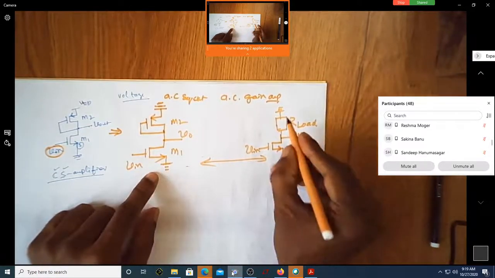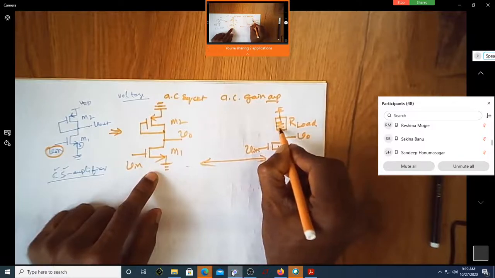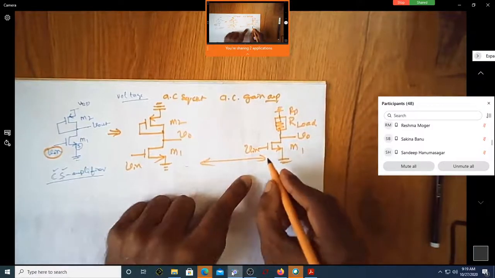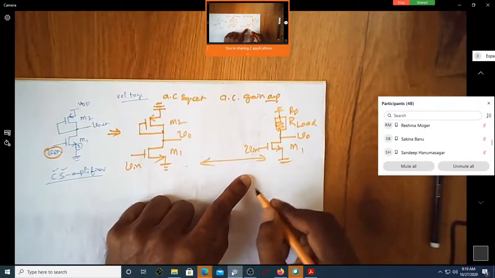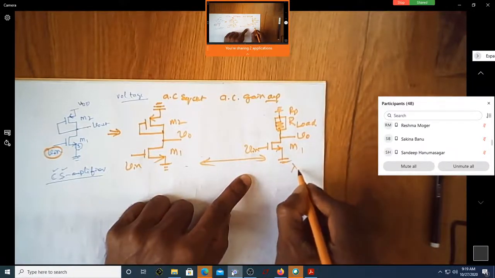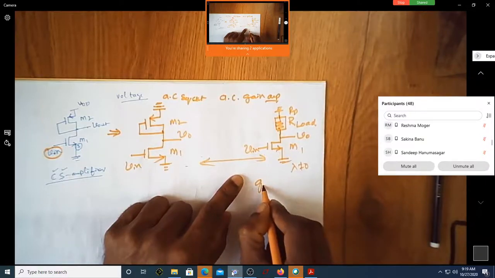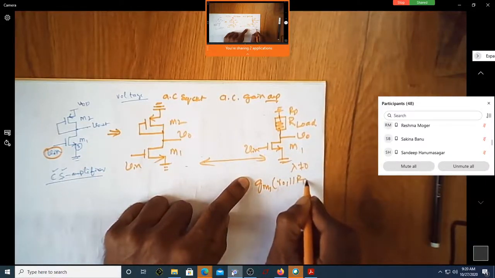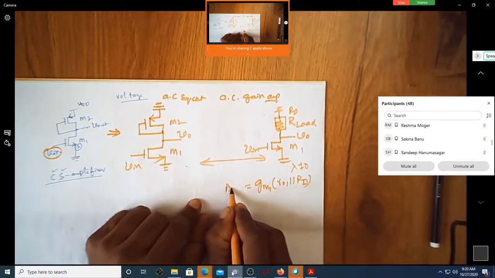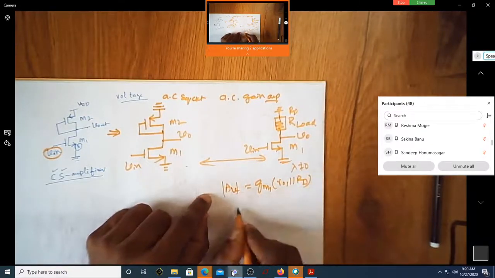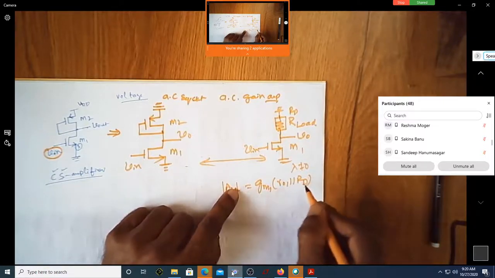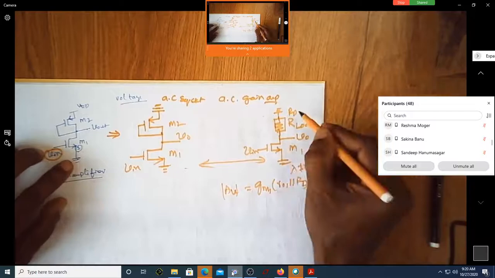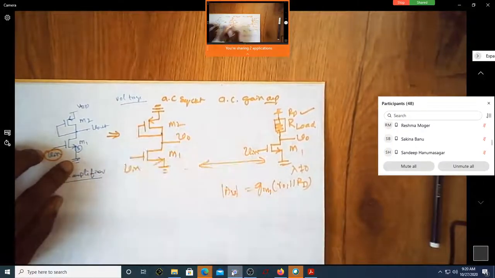When I say what is known, let me put a resistor RD itself. If this is RD, I know what is the gain of this amplifier, because when lambda is non-zero, you write the gain as GM1 into R01 parallel RD. To be exact, AV is minus GM1 into R01 parallel RD. You know this, but something is given.